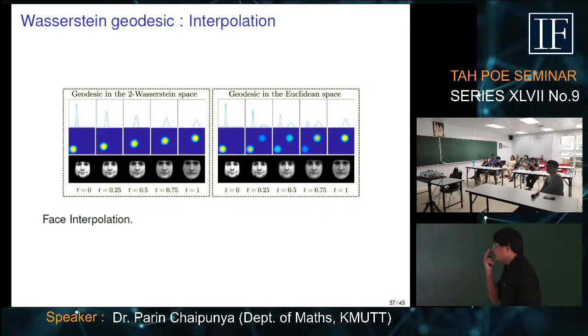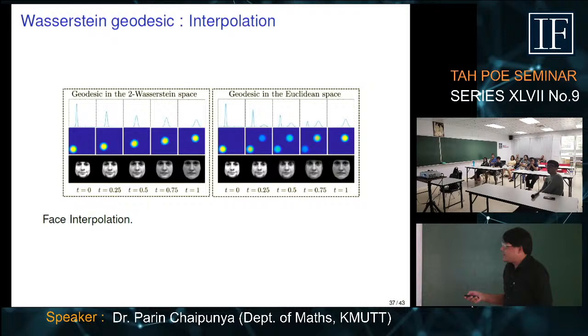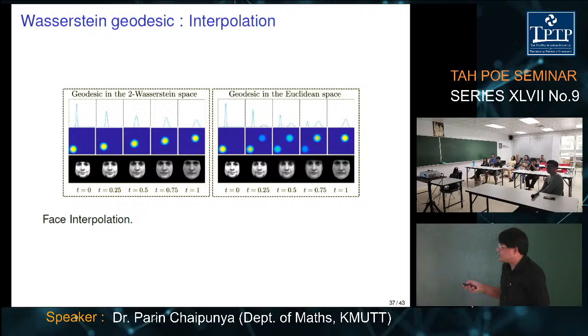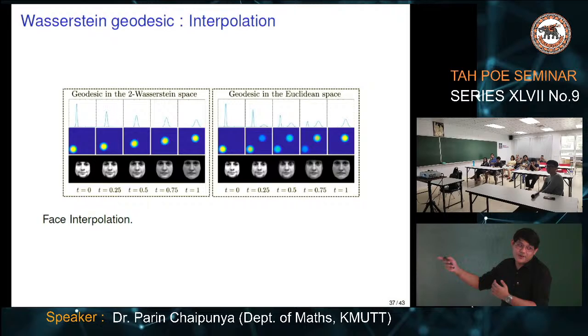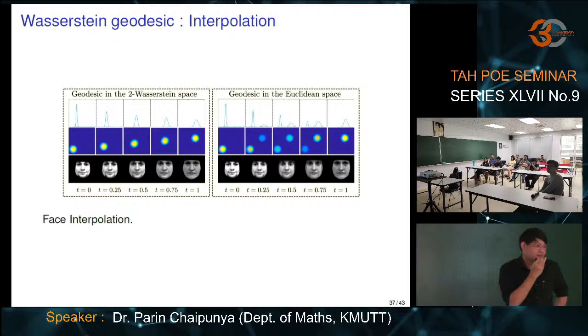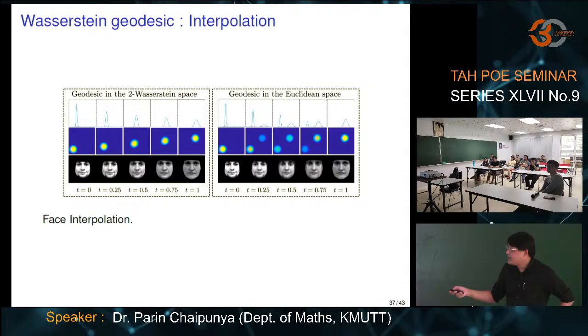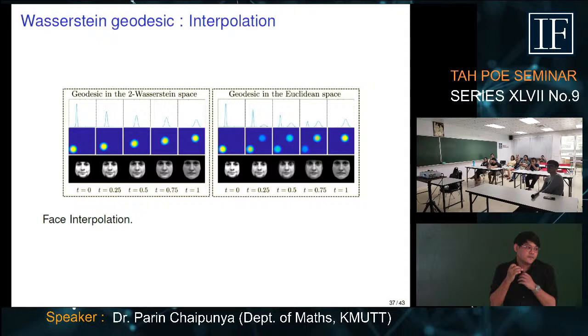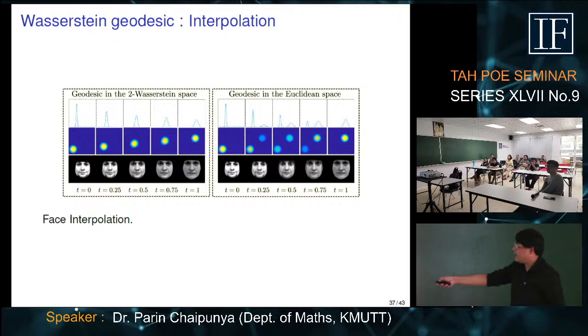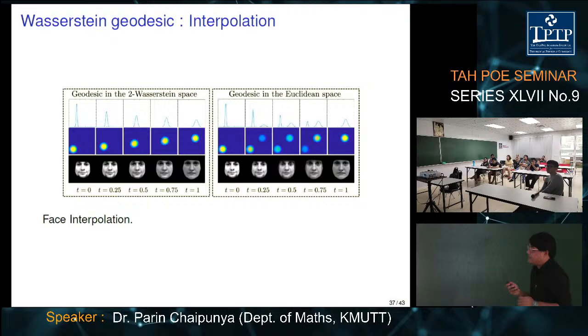You can also see this face interpolation. The left-hand side is the face interpolation using the Wasserstein approach, and the right-hand side is the classical approach using Euclidean geometry. And you can see that, if you view it closer, there is a difference. The face on the left-hand side is more crisp. You have a clearer image when you apply the Wasserstein space. And if you apply the Euclidean space, the faces in between are kind of blurry. They are like the two images from left and right overlap each other, so they result in a blurry image.